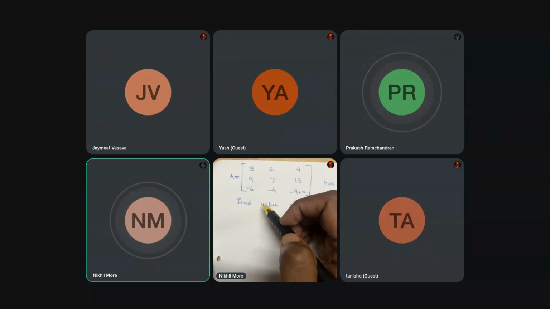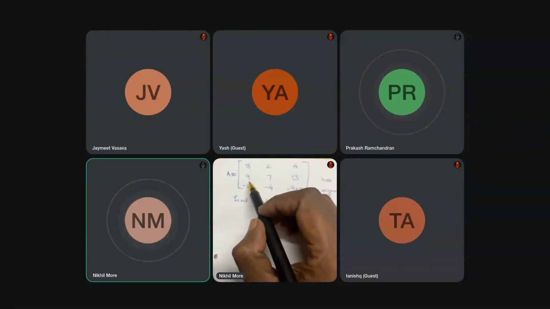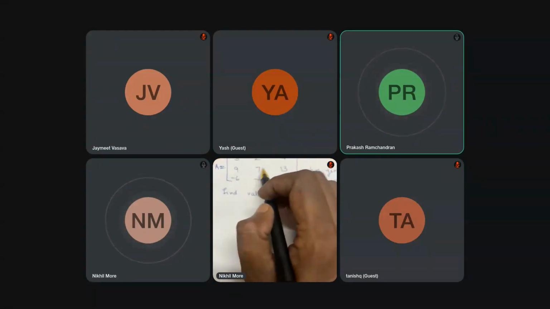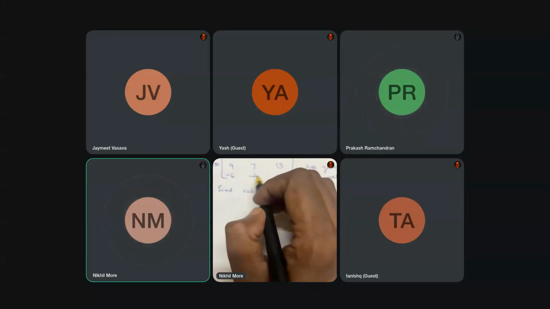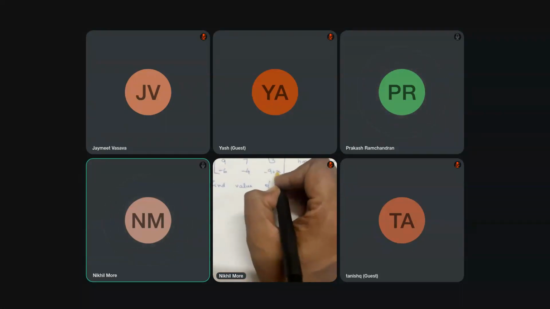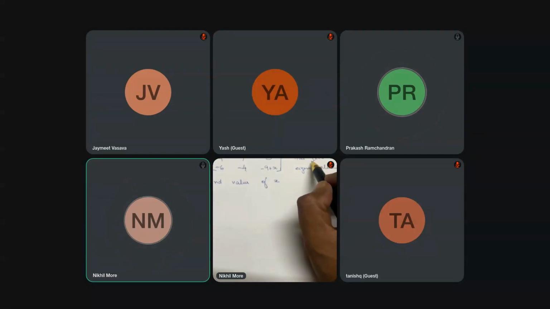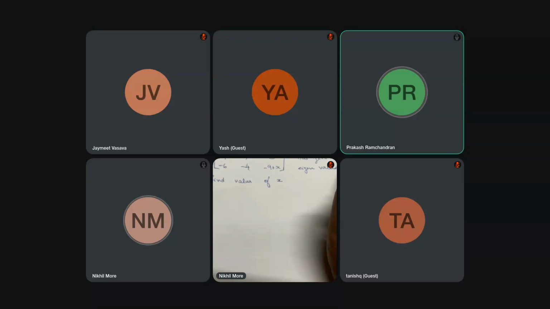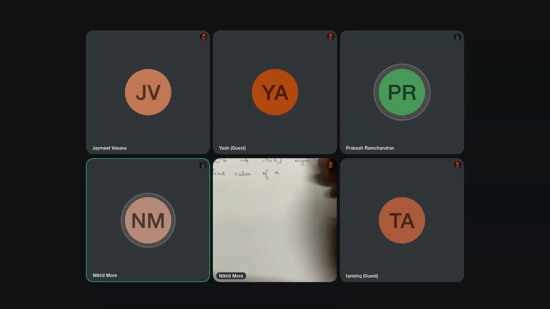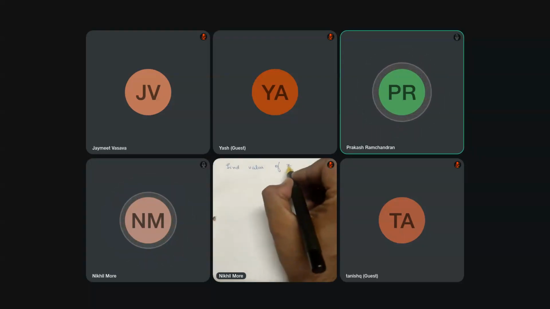Here's a matrix A: 3, 2, 4, 3; 9, 7, 9, 13; 13, minus 6, minus 4, and minus 9 plus x. They say that it has 0 as an eigenvalue, and given that, you have to find the value of x.